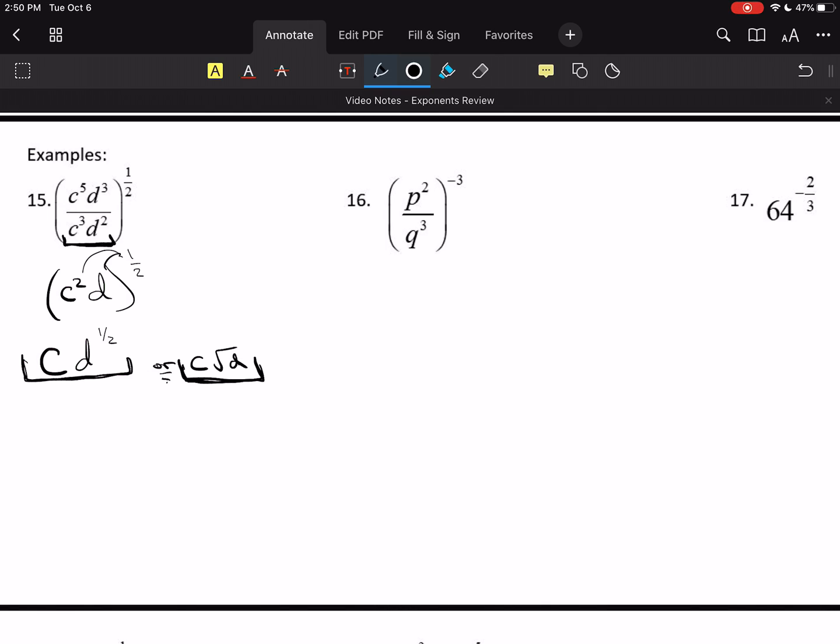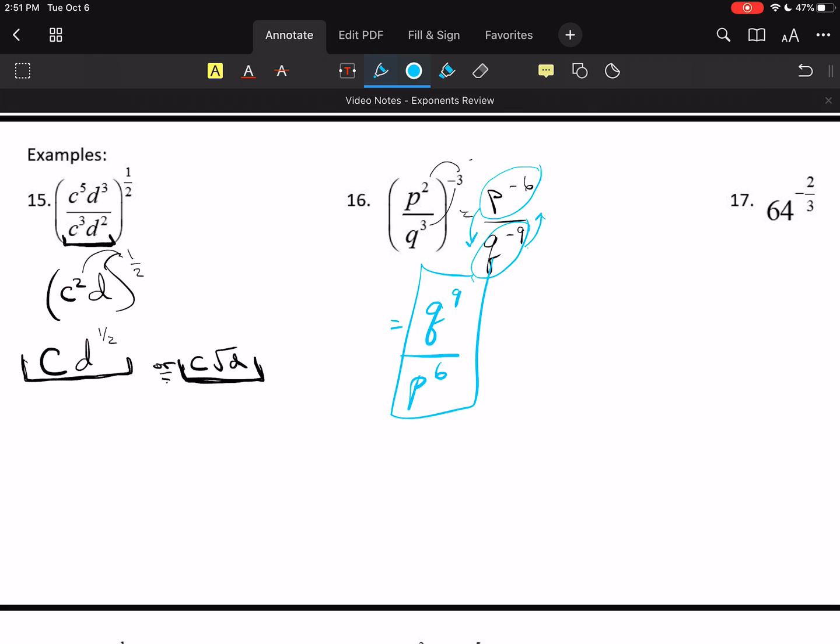Okay. All right, 16. I have an exponent outside my parenthesis. I don't have common bases inside, so I can't simplify anything in there first. So I'm going to go right into distributing. So I have p to the -6 over q to the -9. So I see negative exponent here, that's going to go down. Negative exponent here, it's going to go up. So I would get q to the 9 over p to the 6.